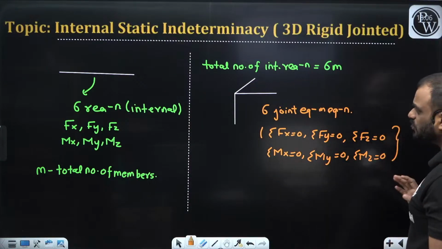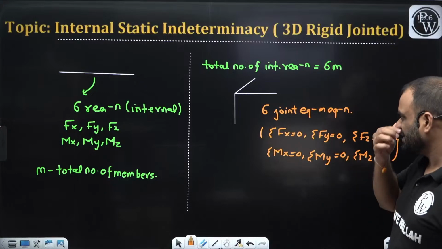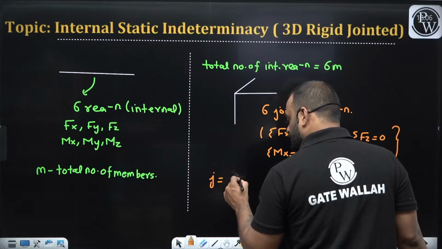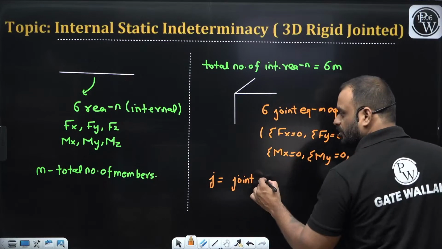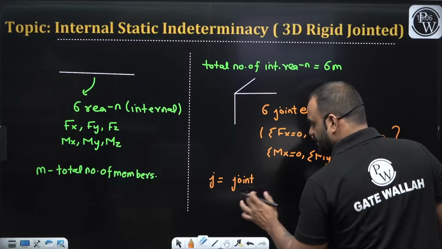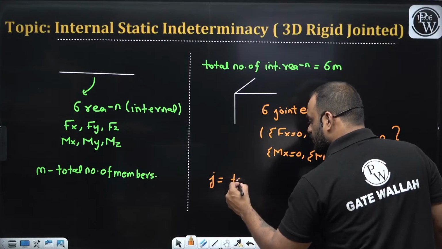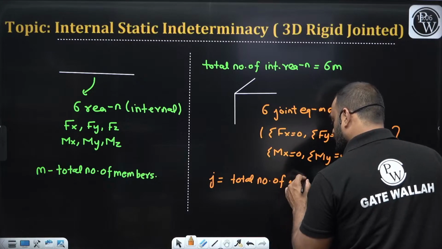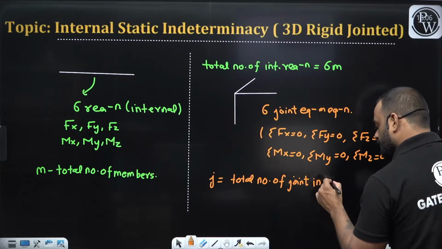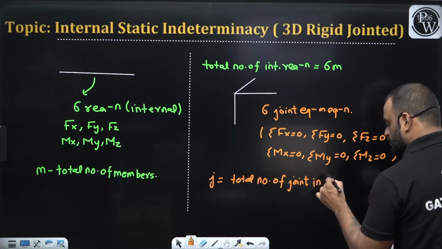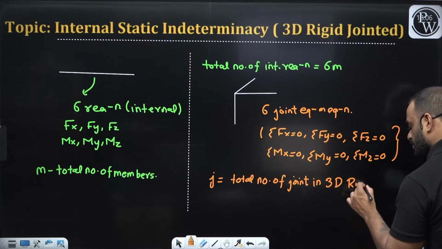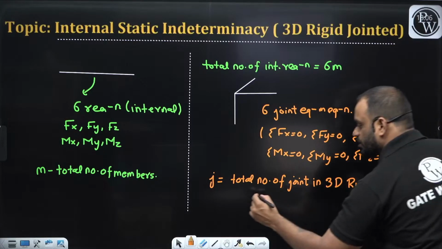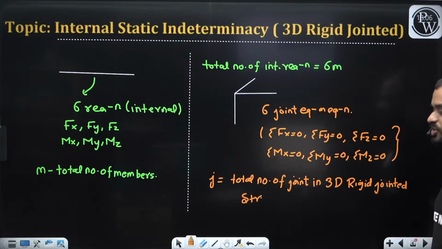Okay, sir. So there are basically 6 joint equilibrium equations at each and every joint. Let us consider there are basically j number of joints. J is basically the total number of joints in a 3D rigid jointed structure.